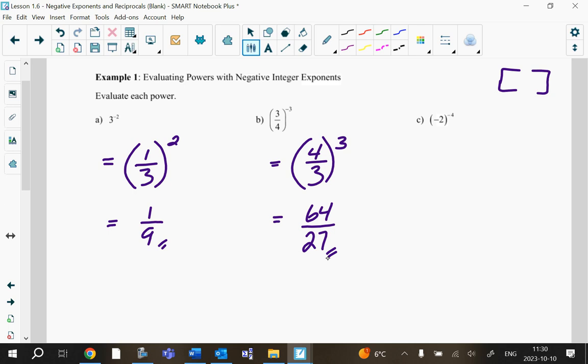This next one, how do I write with a positive exponent? 1 over -2. You don't change this. Only the exponent is changing from negative to positive. So it's 1 over -2 to the positive 4. What's 1 to the 4th? What is -2 in parentheses to the 4th? Come on. -2, but it's in parentheses to the 4th.